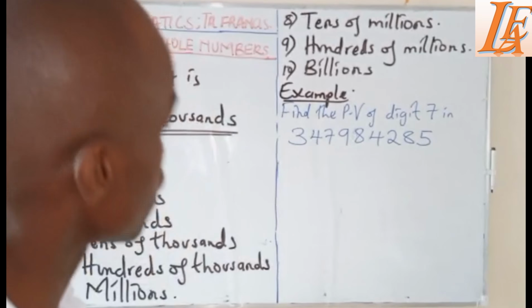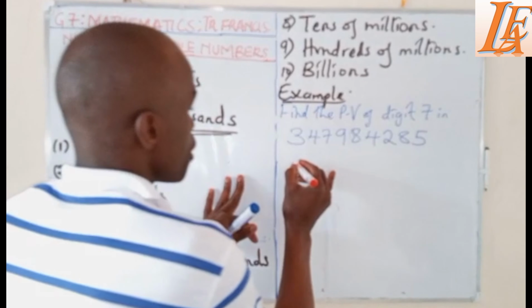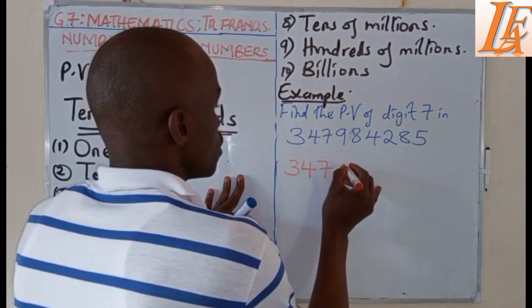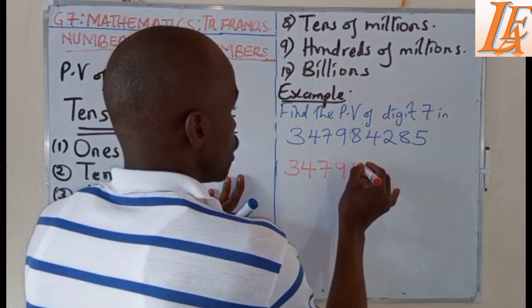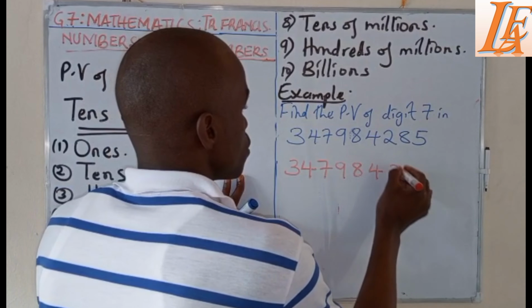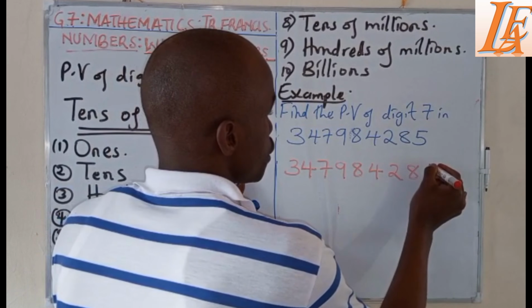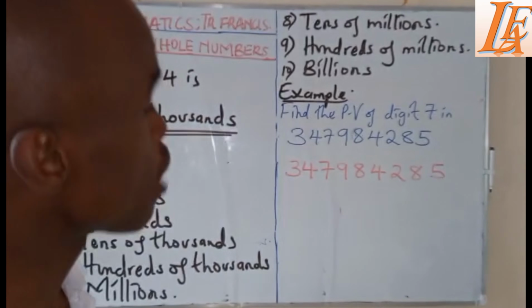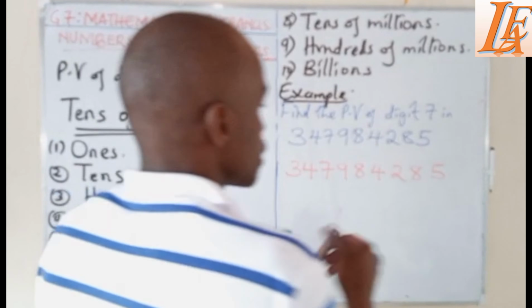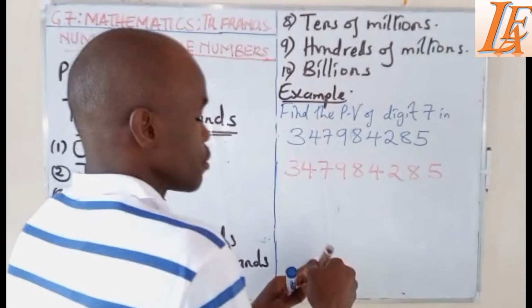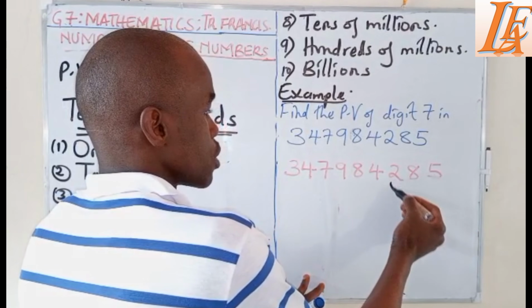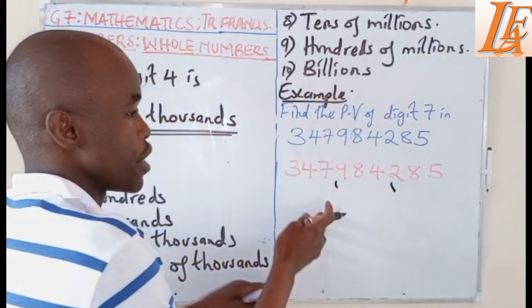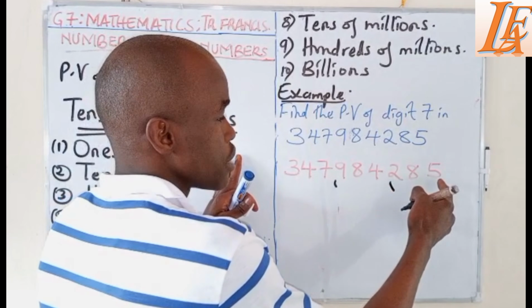Therefore, let us rewrite it again. We have 3, 4, 7, 9, 8, 4, 2, 8, 5. So that is the number given. We start counting from our right, going to the left. So this is 1, 2, 3, and we put a comma. Again 1, 2, 3, we put a comma. So the first digit here is 5.